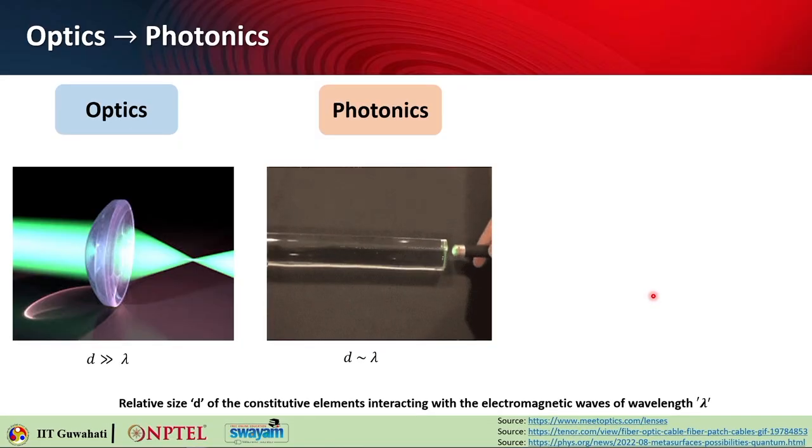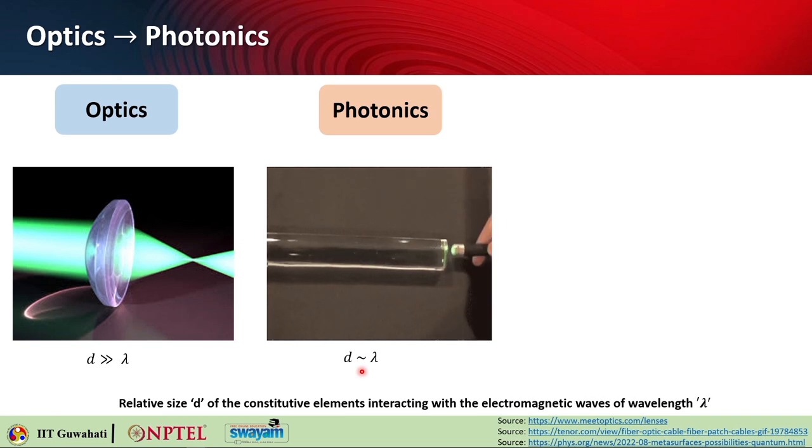Now, if you compare optics and photonics, what is the main difference? The main difference comes from the relative size d of the constitutive elements which are interacting with the electromagnetic waves of wavelength, say, lambda. So in optics, we are dealing with constituent elements like lenses, mirrors, prisms, beam splitters, all these things, which have dimensions much, much larger than the wavelength of light. Whereas in photonics, we bring the dimensions comparable.